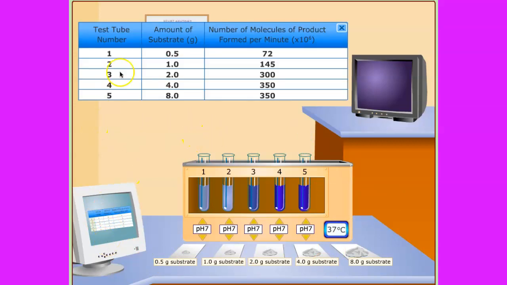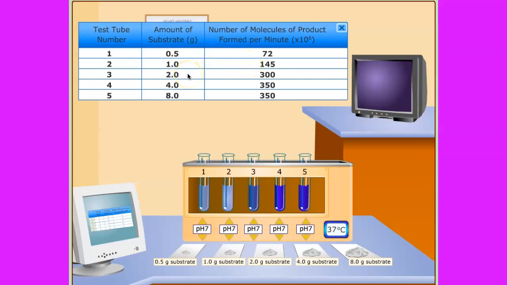So in your table, the left-hand column will be amount of substrate, like in column number 2, and in the right-hand column will be the number of molecules of product formed per minute, times 10 to the 6th. So for 0.5 grams, we formed 72 molecules of product per minute. For 1 gram of substrate, we had 145.